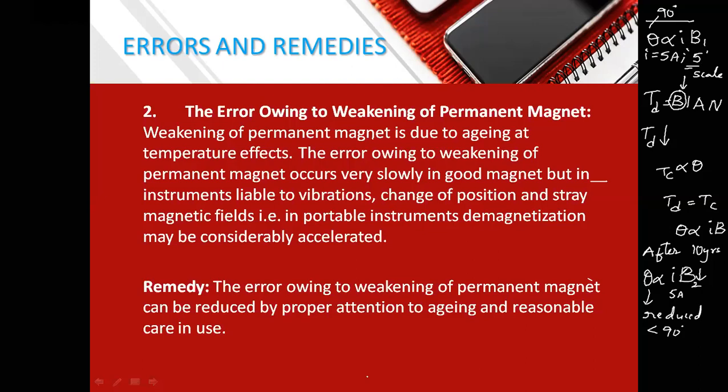Now after 10 years, the deflection is proportional to I into B2. Why? Because B is also changing. I have to put B also in this proportionality. So theta is proportional to I into B2. Now B2 got reduced because of weakening of the magnet. I'm trying to measure the same current, 5 ampere. So I is constant here, but B2 got reduced because of aging. Theta will get automatically reduced because it depends on I and B2.